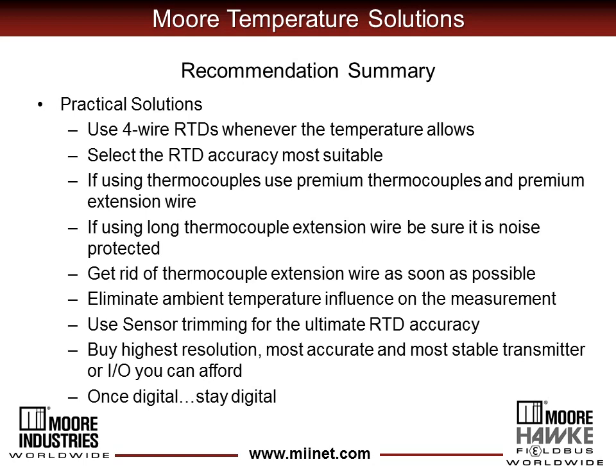This is an error source. Thermocouple extension wire has a finite life and it's expensive to replace. Instead, mount transmitters or I/O as close to the sensors as possible. Avoid the ambient air caused by having solid sheath sensors extend outside the thermal well. Get rid of the final RTD offset error by bath calibrating. Buy the highest accuracy and highest stability transmitter or I/O you can afford.